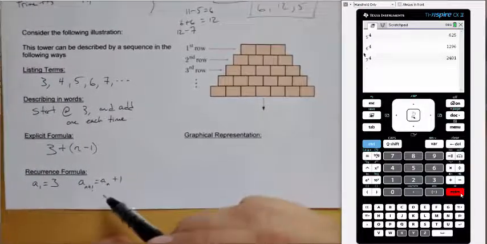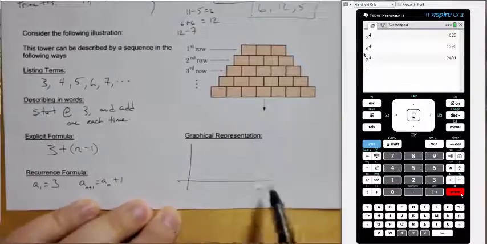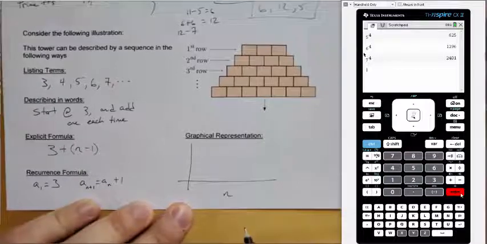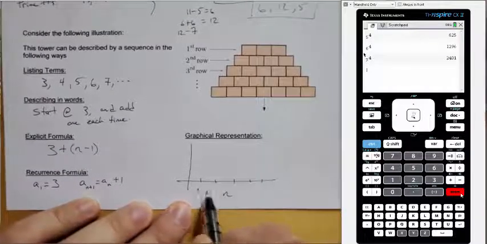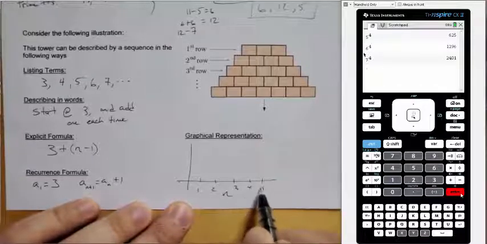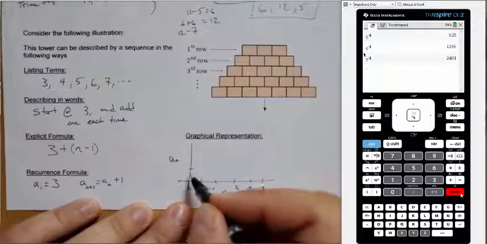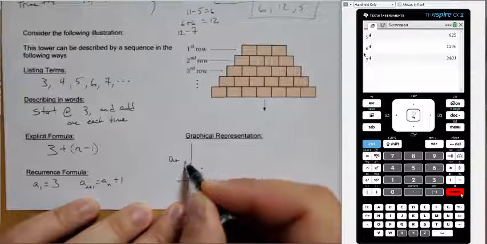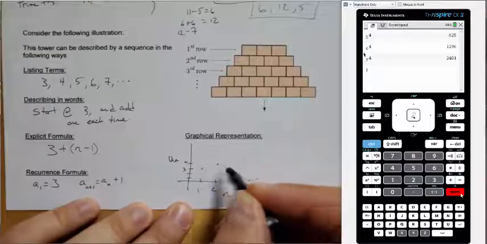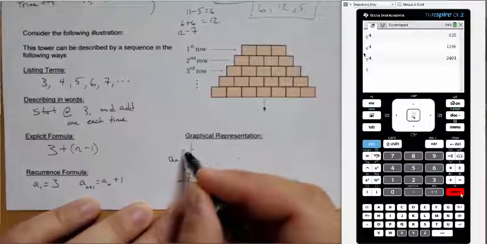And lastly, you could represent this as a graph. You could graph the terms of the sequence, where you're at, and then you could graph the outputs. It looks like we start at 3, and then 4, and then 5, and then 6, and so on.